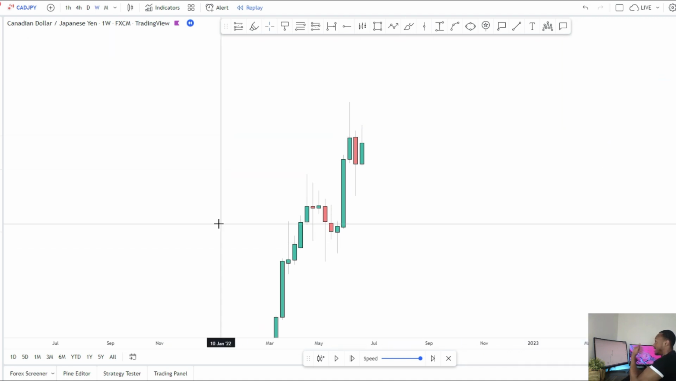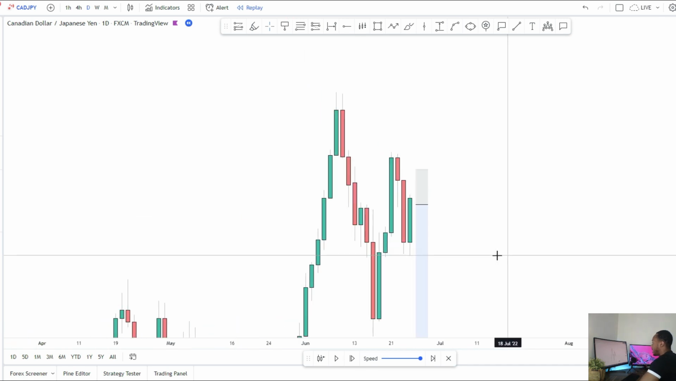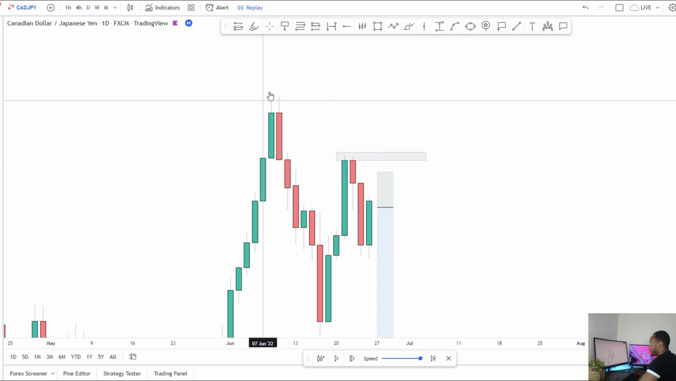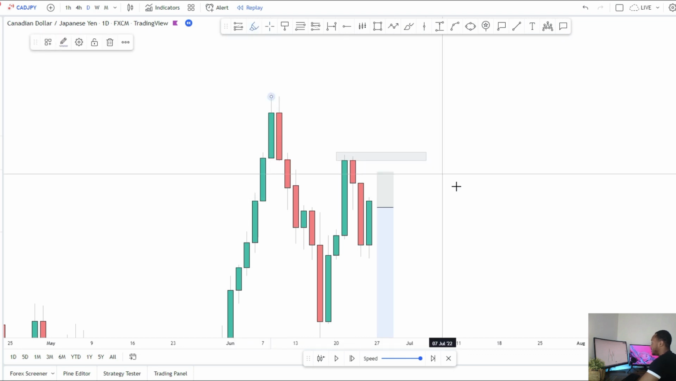So I have to identify where that potential lower high could be happening, and this for me, I'm anticipating to be the next lower high in reference to the high up here on the left on the daily time frame.